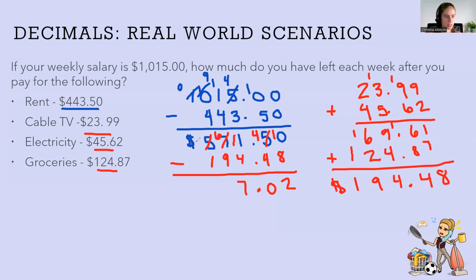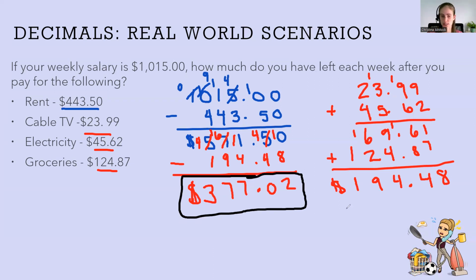Can't do the 6 minus 9. We need to borrow, making it a 16. 16 minus 9 is 7. And then 4 minus 1 is 3. So our final answer would be you are left with $377.02.